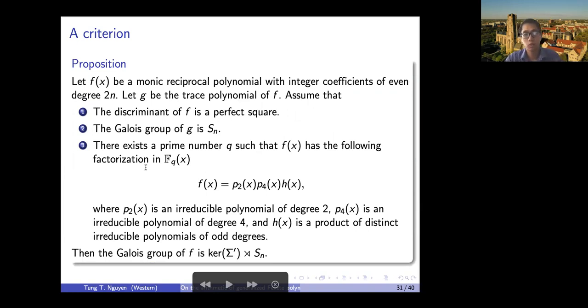So we can translate this into a problem about polynomials. It's simple. Let f be a reciprocal polynomial of even degree, and g the trace polynomial. We assume that the discriminant of f is a perfect square, so the Galois group is contained in the subgroup that I just mentioned. The Galois group of g is Sn. So in other words, the projection from H to Sn is surjective. And there exists a prime number q such that f has this factorization, so it says that the Galois group of f has the product of 2 cycles and 4 cycles. Then the conclusion is that the Galois group of f is exactly the subgroup, the kernel of sigma star, semi-direct product with Sn.